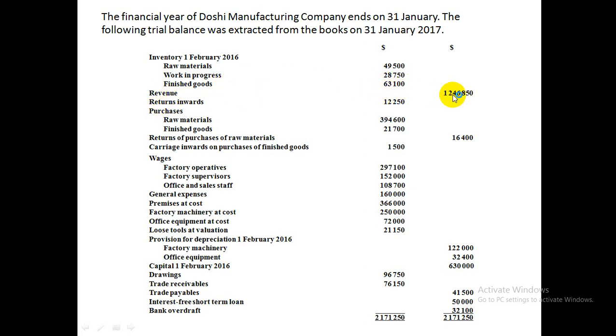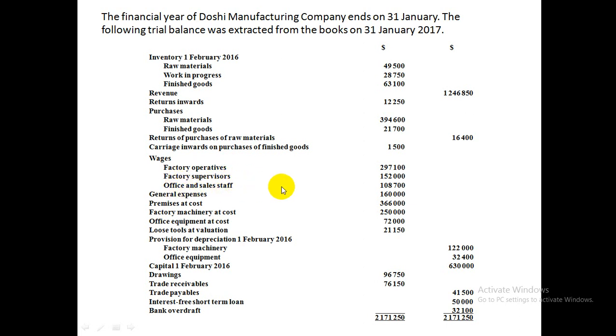Revenue is given to you. Return inwards, that means the sales return, is given. Purchases of raw material and purchases of finished goods are also given. Returns of purchases of raw material are given. Carriage inward on purchases of finished goods is given. Wages factory operatives will be used as direct labor. Wages factory supervisors will be our indirect labor.